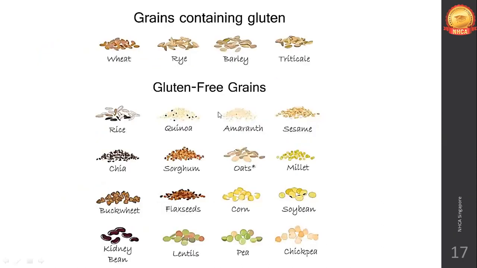So these are the grains that contain gluten, which you have to avoid if you suffer from celiac disease: wheat, rye, barley, triticale, not commonly found in India. Gluten-free grains, you have a majority of them: rice, quinoa, amaranth, sesame, chia seeds, sorghum, that is jowar. Oats have a few amount of gluten. It's not completely gluten-free. Oats have gluten to a very less extent. All your millets like ragi, buckwheat, flax seeds, corn, soybean, kidney bean, lentils, pea, chickpea, they all are gluten-free grains.